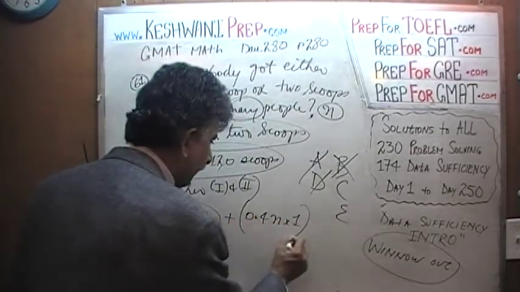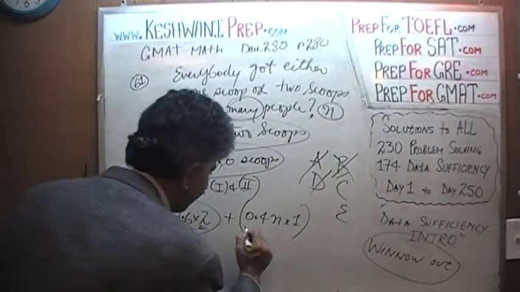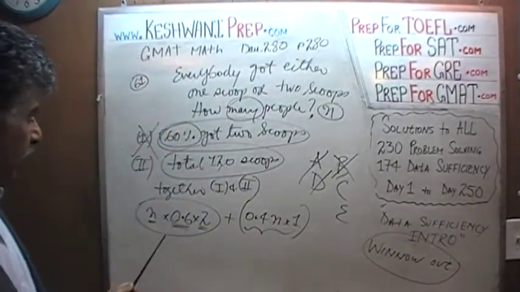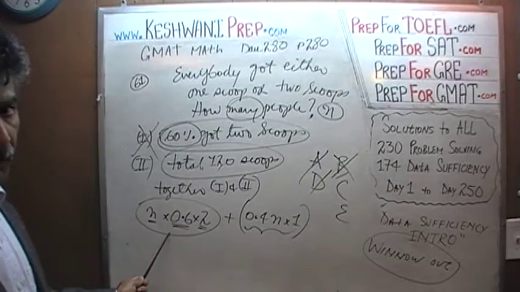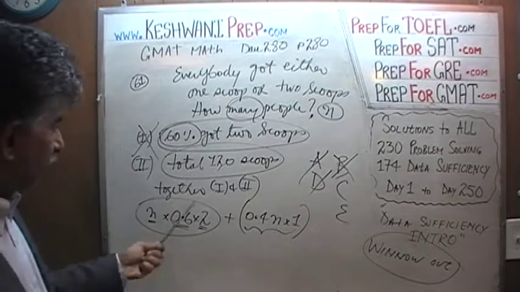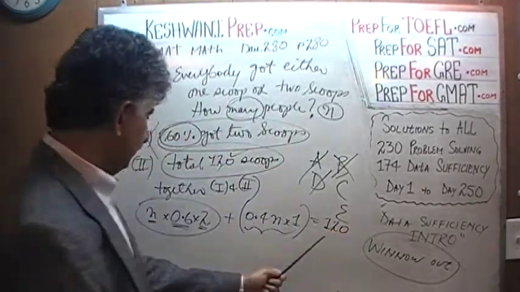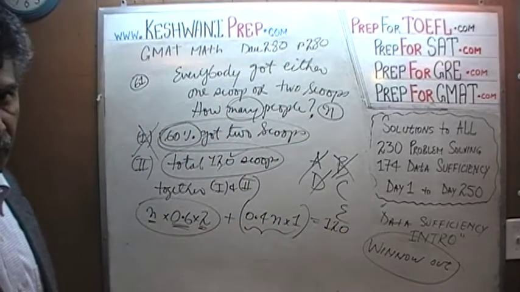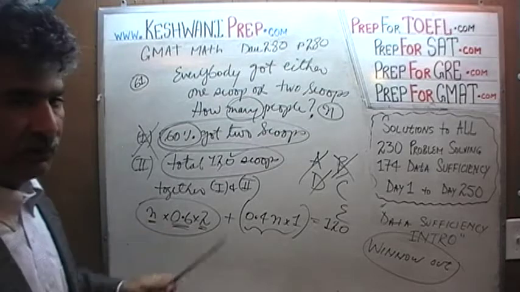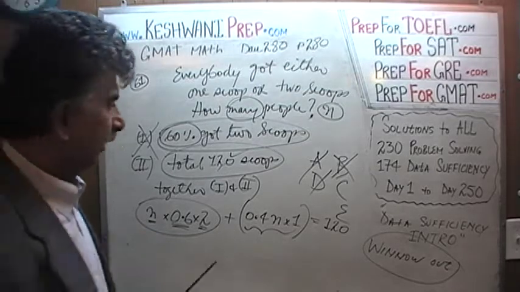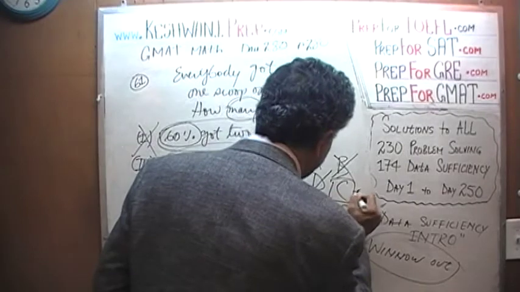And of course, the number of scoops that were served to people who got only 1 scoop, plus the number of scoops that were served to people who got 2 scoops, the total number of scoops we are told is 120. That's it. It's a very simple linear equation. Of course, we can solve for N. Putting the 2 statements together does the job quite nicely. The answer is C.